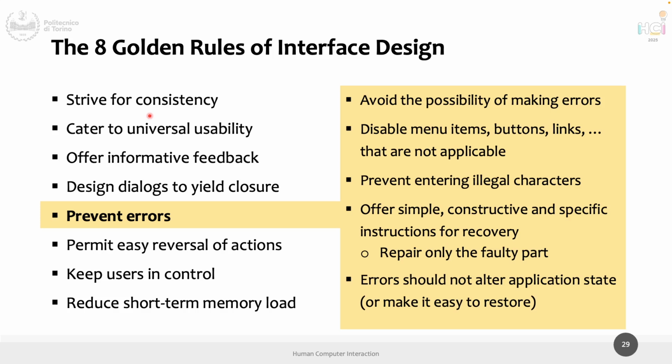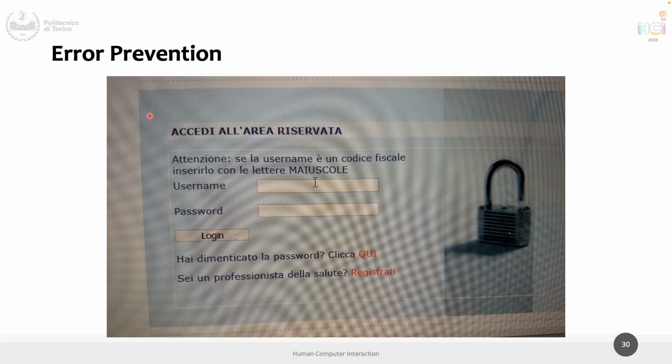Which is linked to preventing errors. So errors will happen. You have to give feedback, etc., but most of the time it makes sense to avoid the possibility of making errors. So you can disable menu items, you can disable things that are not applicable, you can prevent entering illegal characters. If a field is only for numbers, just accept numbers. Offer simple, constructive, specific instructions for recovery, and errors should never alter the application state, or if they do, it should be easy to restore the previous working state.